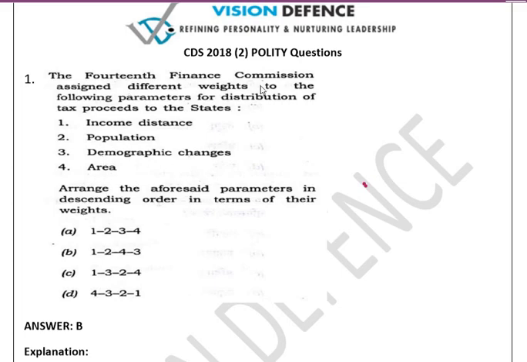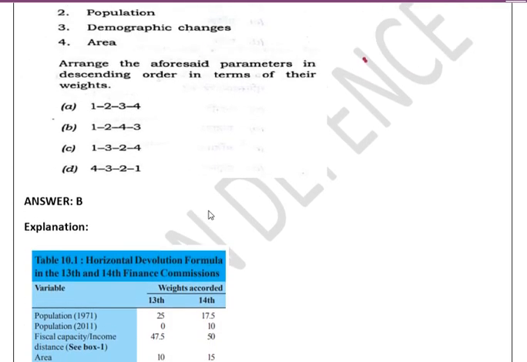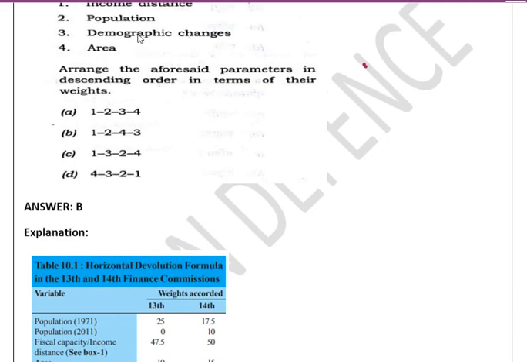Based on the 14th Finance Commission report, they have assigned 50% to income distance, 17.5% to population, 10% to demographic change, and 15% to area. So the option is 1, 2, 4, and 3. That is, first is income distance, followed by population, then area, and demographic change. So the answer is B.